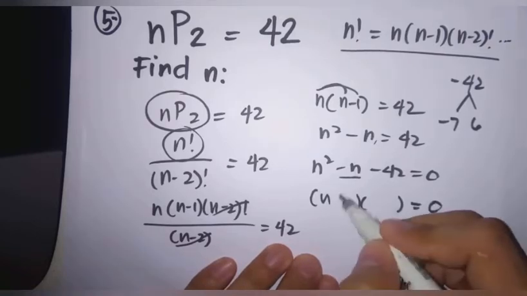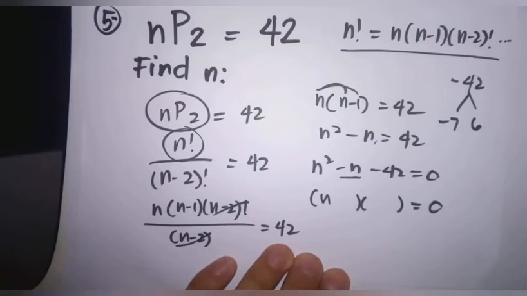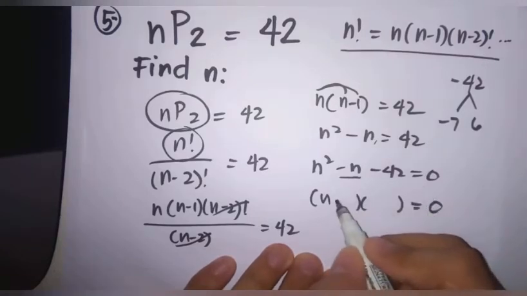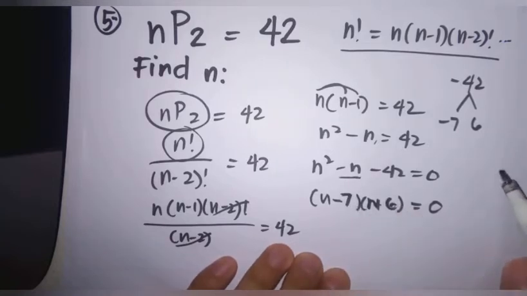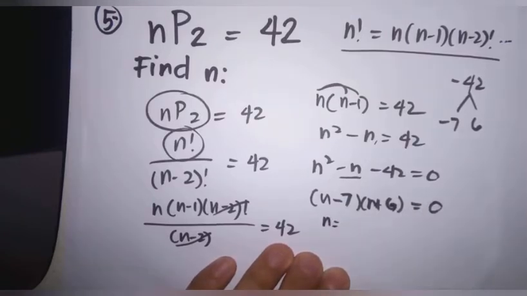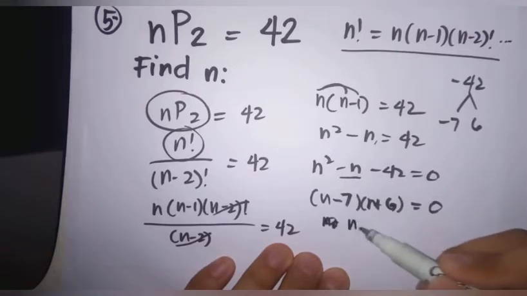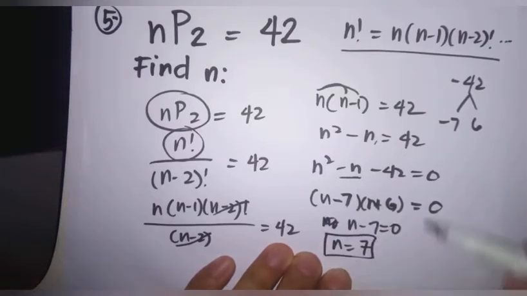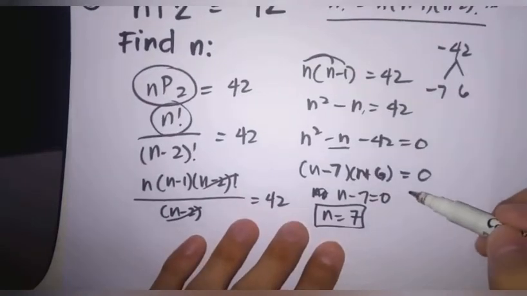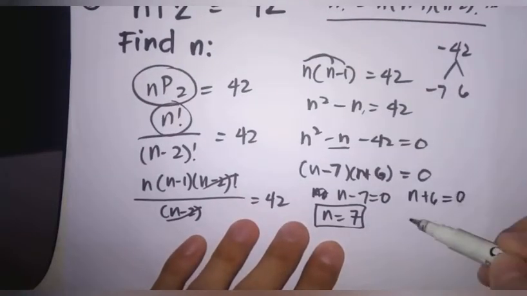Dahil yung isa dapat positive, yung isa negative. So dito negative, ito positive. So n, 7, then 6. Pangit ng sulat. So ngayon ang mangyayari, hanapin natin ang value ng n. N minus 7 equals 0. So, negative 7, ilipat mo sa kabila, magiging positive 7. Tapos, yung isa naman, n plus 6 equals 0. So, therefore, n equals negative 6.